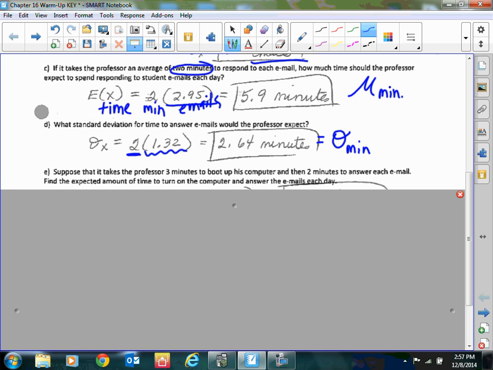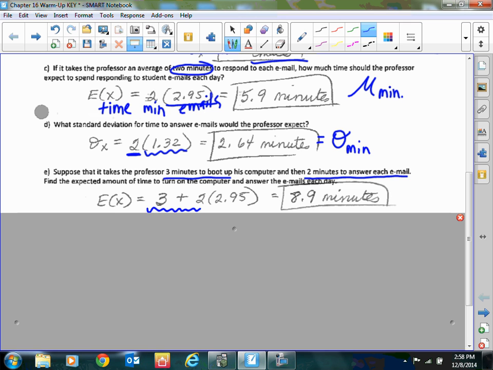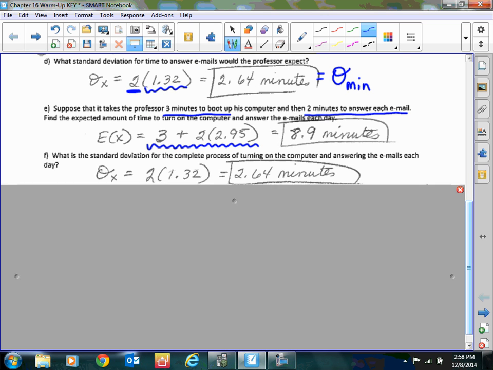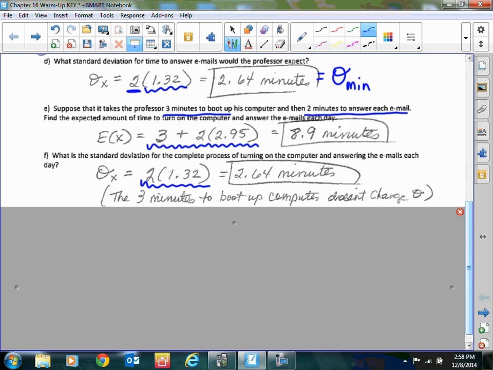E says, suppose that it takes 3 minutes to boot up this computer, and then you put on the 2 minutes per email. So the function is 3 plus 2 minutes per email, which makes a total of 8.9 minutes. But when you are asked to do this for standard deviation, the addition of 3 does not affect the standard deviation. A shift of 3 minutes does not affect the standard deviation, so it remains at 2.64 minutes.